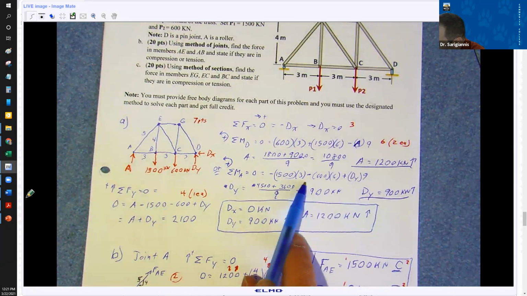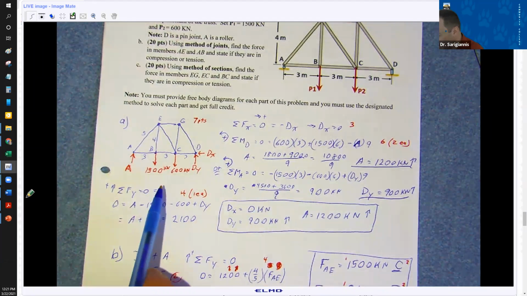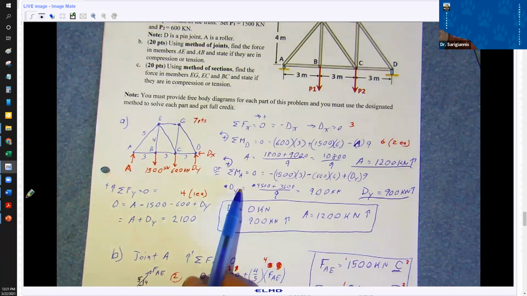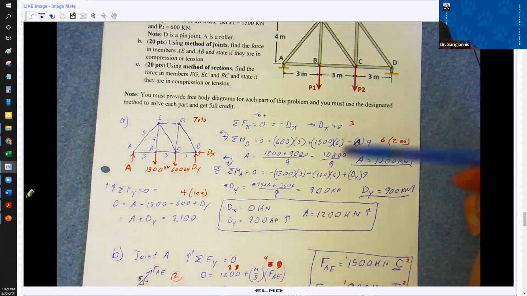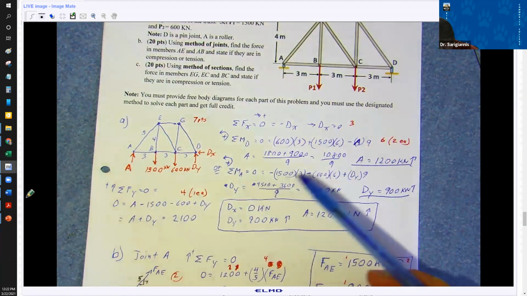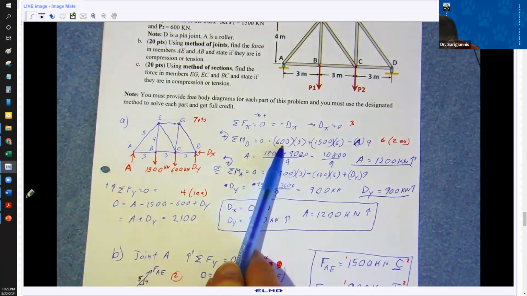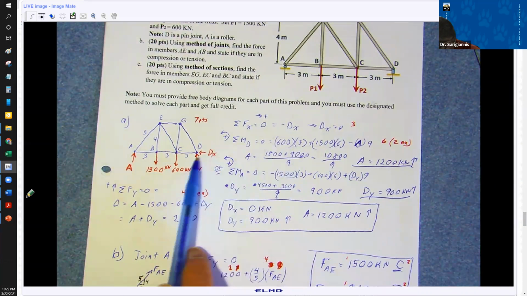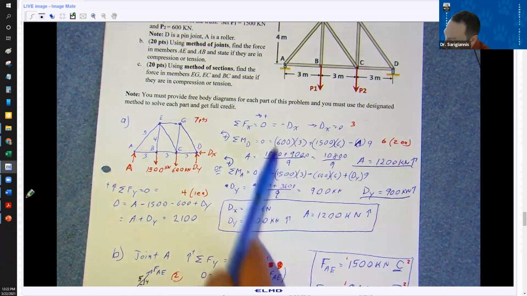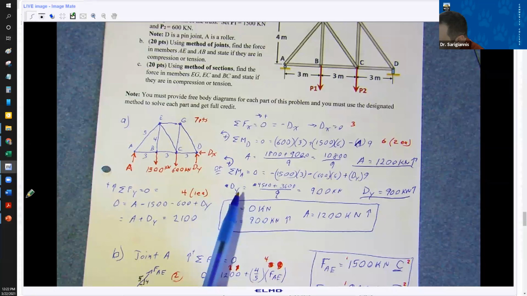The positive and negative signs don't come from the direction of the forces. They come from the rotational moment about the point of interest, right? So notice here, the 600 kilonewtons is at 6 meters from A and generates a clockwise moment about A. Here, the 600 kilonewtons is 3 meters from D and generates a counterclockwise moment. So that's why the signs are different. And then you solve for dy, and dy is 900 kilonewtons.